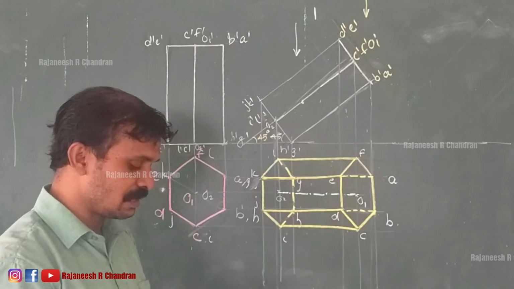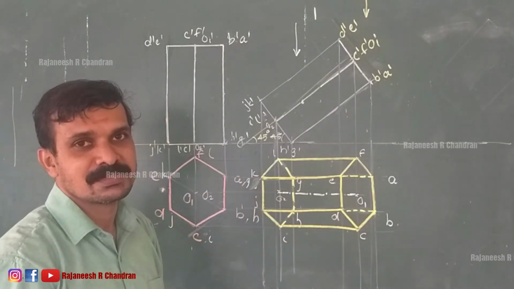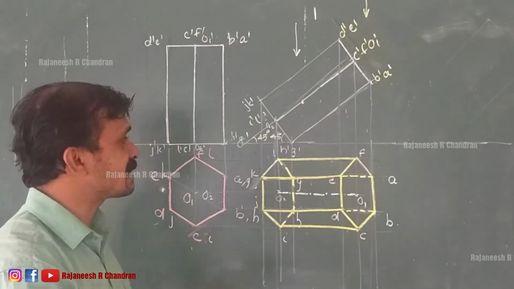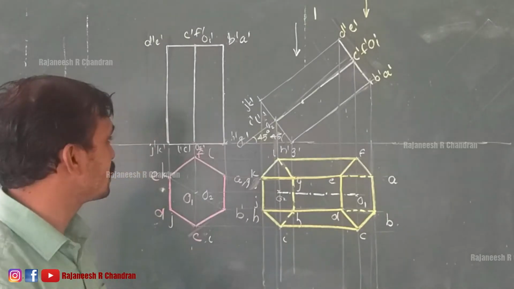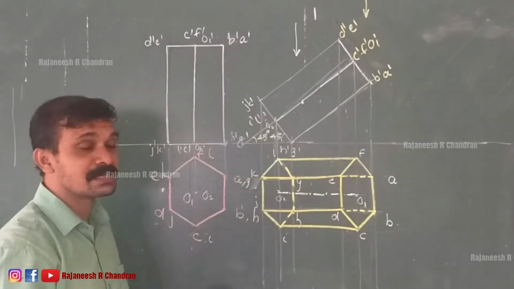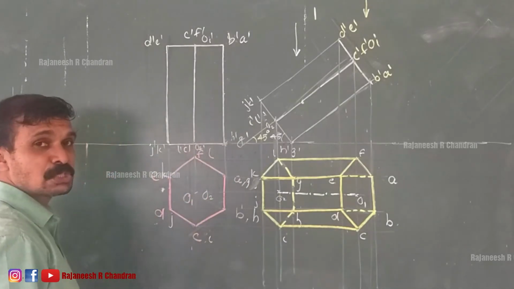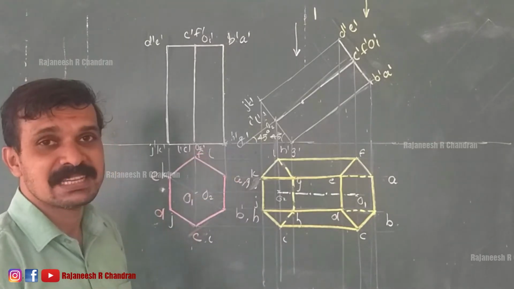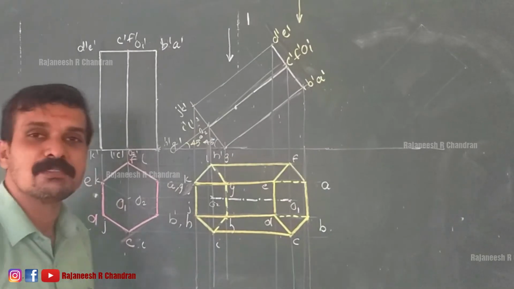Okay, now it is given that the base containing the resting edge is inclined at an angle of 40 degree with the VP. See, in which edge is it resting? The hexagonal prism is resting on the base edge G dash H dash or GH. So the base containing the resting edge is GH. That is inclined at an angle of 40 degree with the VP. So how can we mark?